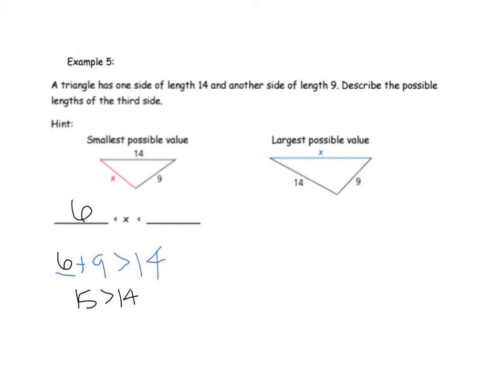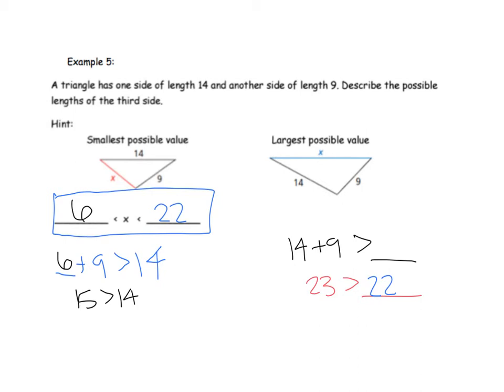Now let's think about the largest possible. Let's say we have 14 plus 9. Those are the two smallest sides, and they have to be greater than whatever this number is. We would just add 14 plus 9, and we would discover that that's 23. So 23 has to be greater than some number. The closest answer we would get to make this statement true is 22. 23 is greater than 22. So the largest possible answer is 22. So our range of choices would be 6 is less than x, which is less than 22.